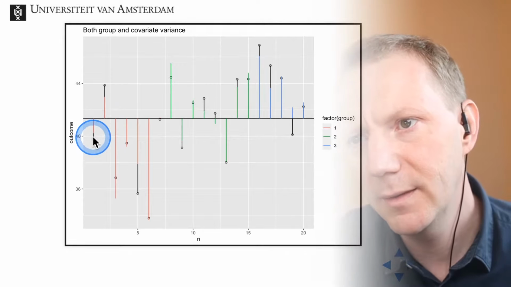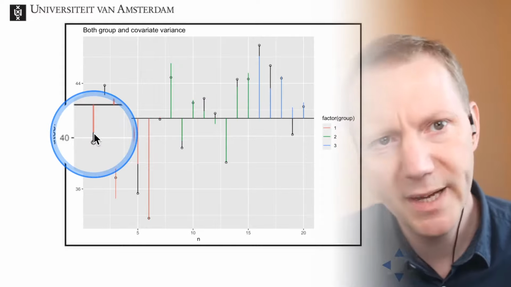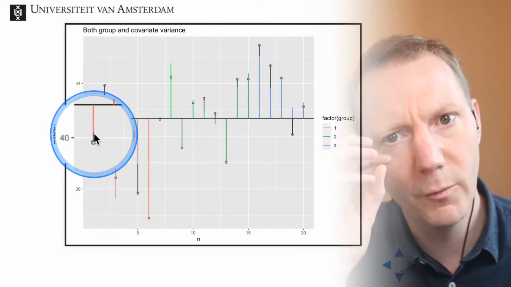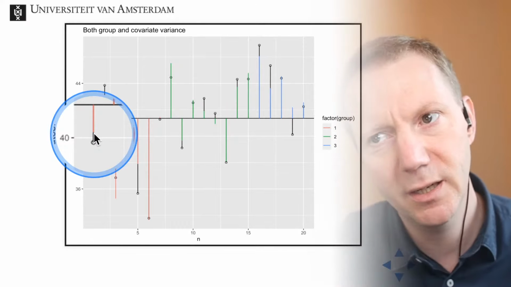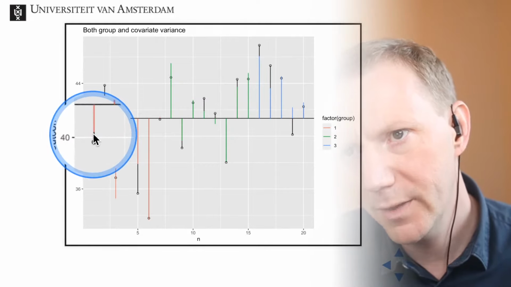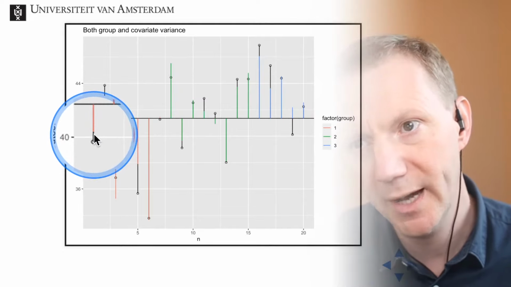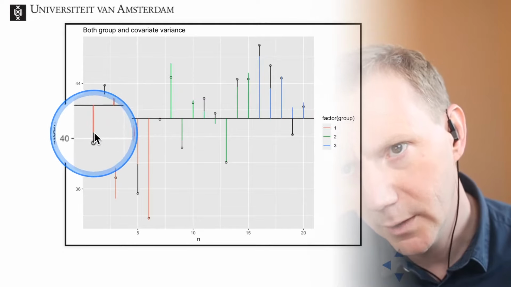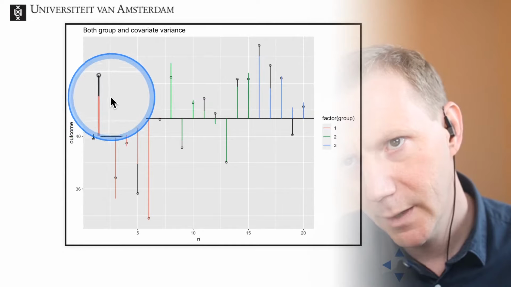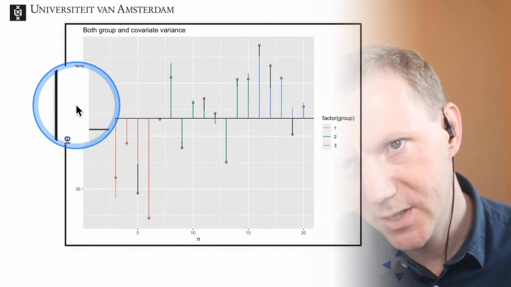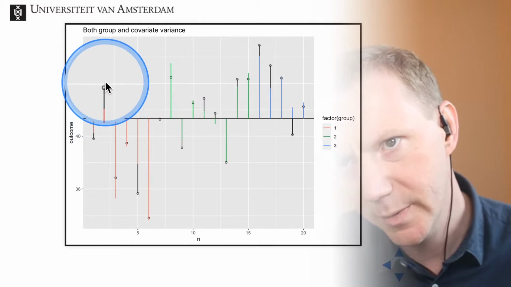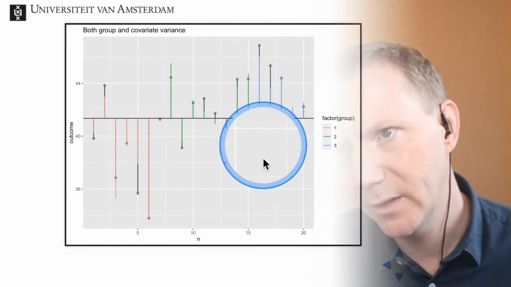And those expected values are based on both the grouping, the information of being part of the group, and the information for the covariate. So for this person, because we're also adding our covariate, we expect a little bit above 40, and its actual value is a little bit below 40. And for this one, we think it's 43 or something, maybe a bit lower, but it's a bit higher. So these are all our expected values.